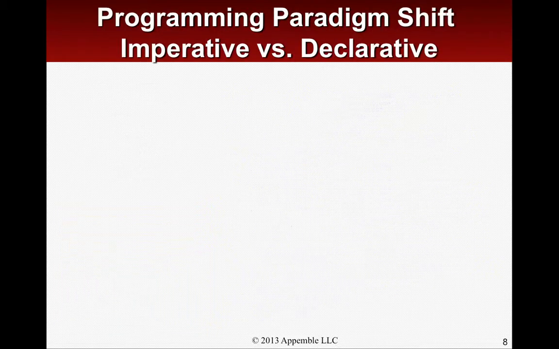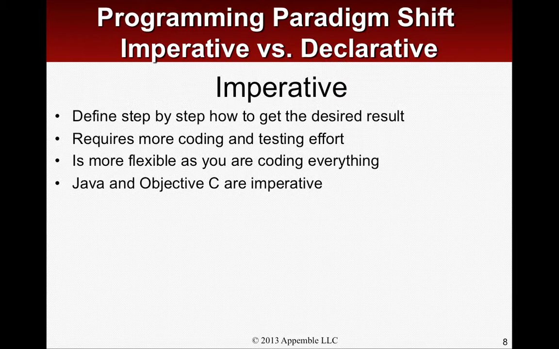Let us bring the focus back on declarative programming. To understand, let me explain imperative programming first. When you're writing an app in Java or Objective-C, you need to code step by step what you want to do. A simple action like saving data to a database is a multi-step process. Step 1, open the DB connection. Step 2, create the cursor. Step 3, execute the query. Step 4, close the cursor. Step 5, close the database.